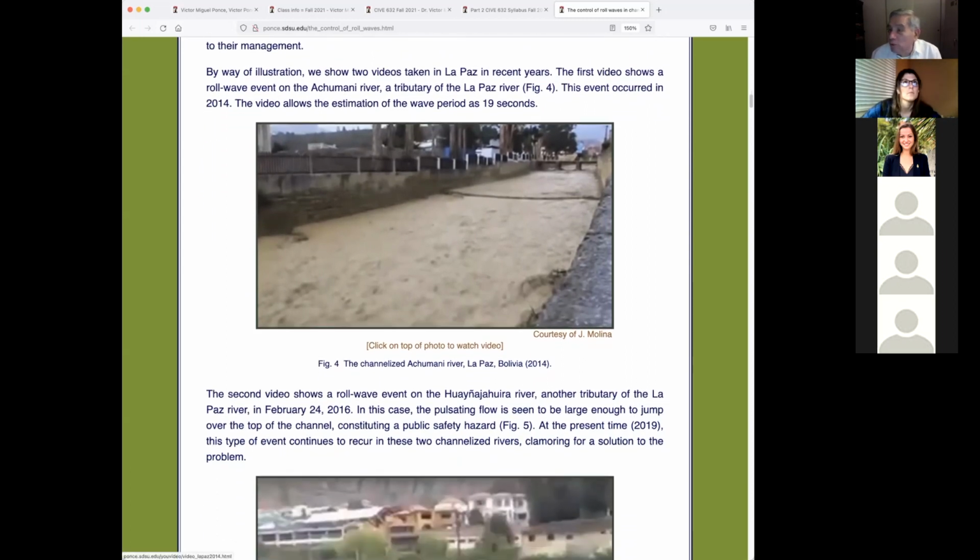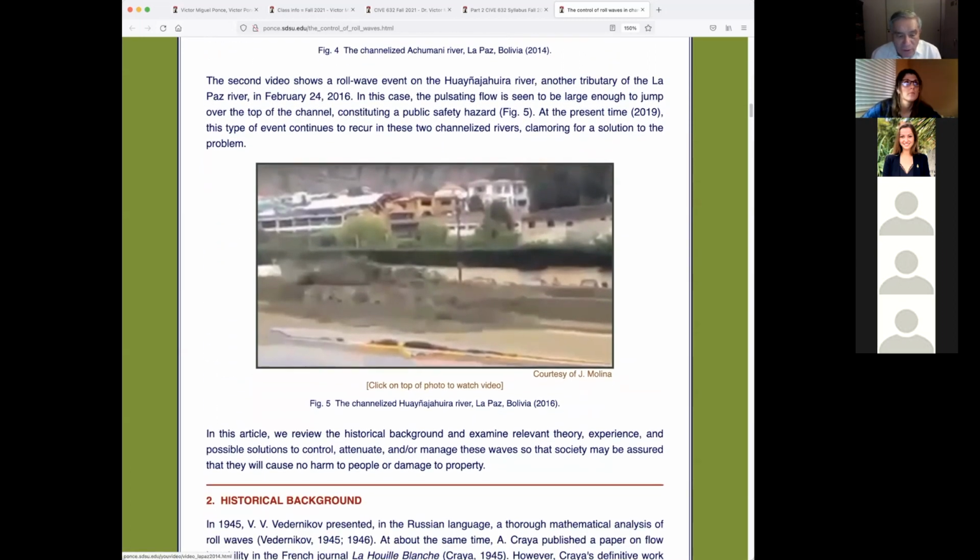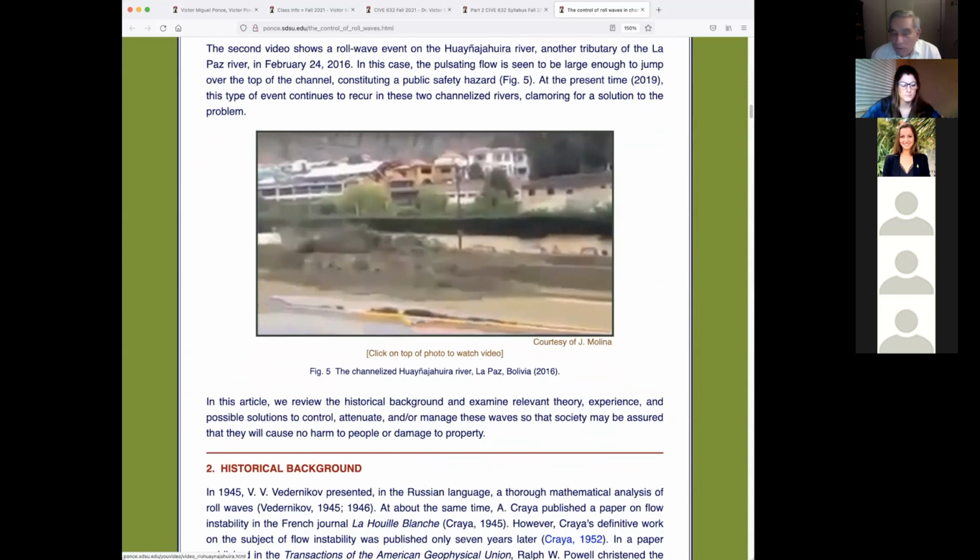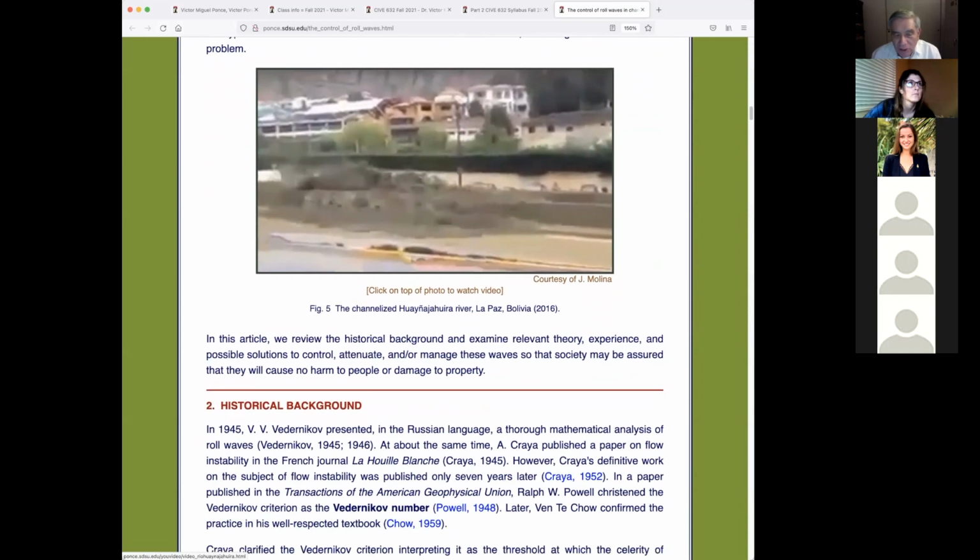We showed two videos. We have already seen the videos, so I don't think we need to dwell on that. In this article, we'll review the historical background and examine relevant theory, experience, and possible solutions to control, attenuate, or manage these waves so that society may be assured that they will cause no harm to people or damage to property. As I think I already mentioned, I believe there have been one or two deaths in Bolivia directly caused by the roll waves.